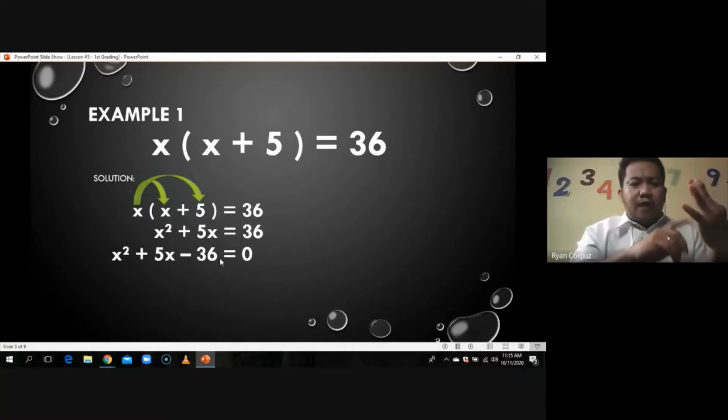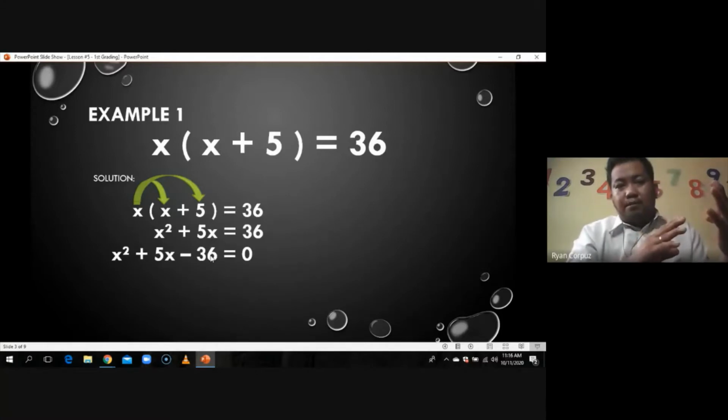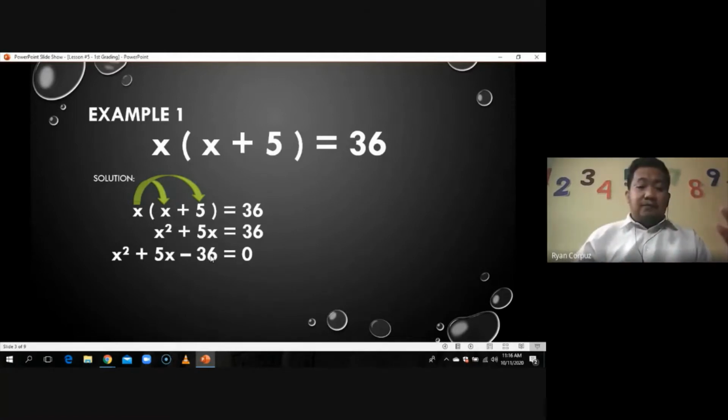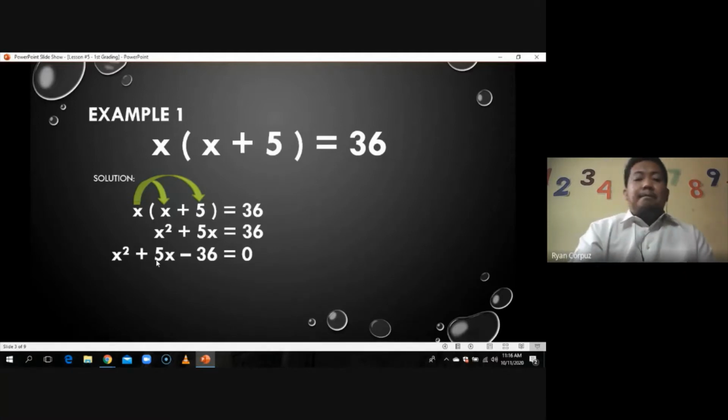Alin doon sa mga factors na yon ang kapag sinubtract natin, ang sagot ay 5. Bakit sinubtract? It's because the last term is negative, so the product is negative. Ibig sabihin, one of the two factors is negative. That's why minus yung i-apply natin. So which of the three factors of 36 when subtracted, the difference is 5? That would be 9 times 4, because 9 minus 4 is 5. Now, since positive yung 5 and negative yung 36, isa dapat sa 9 and 4 ay negative.